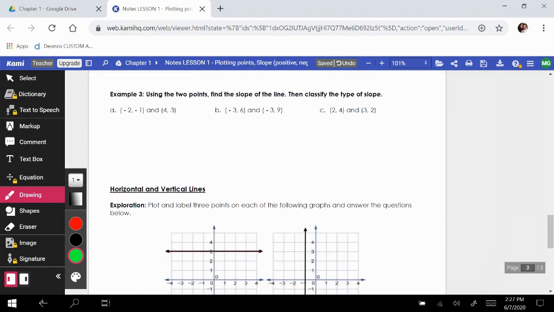Using the 2 points, find the slope of the line and classify the type of slope. Okay, so this is where we're going to use our formula. I'm going to label the first point x1, y1, and the second point x2, y2. And I'm going to use this formula: y2 minus y1 over x2 minus x1.